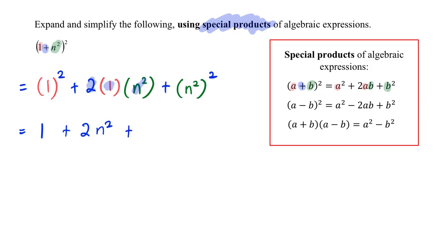And n squared square. Okay, for those who are not very good at that, n square square is equals to n square times n square. So how many n are there? Yep, there are 4. So n to the power of 4. And there are no more like terms. This will be the final answer.